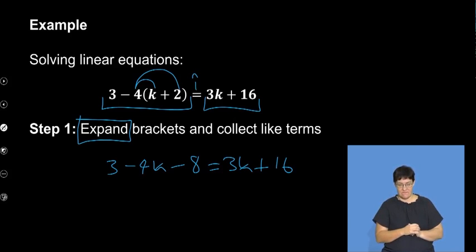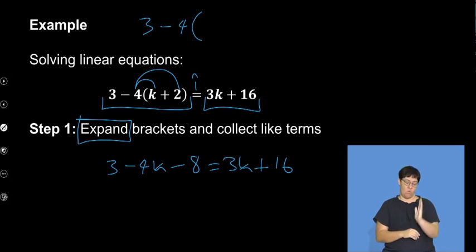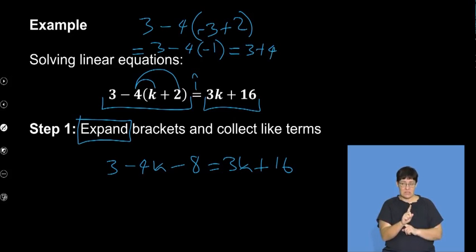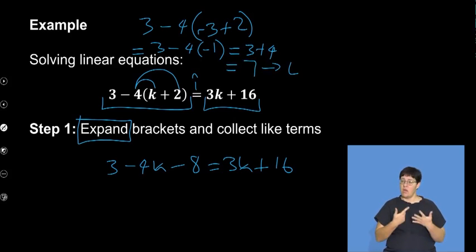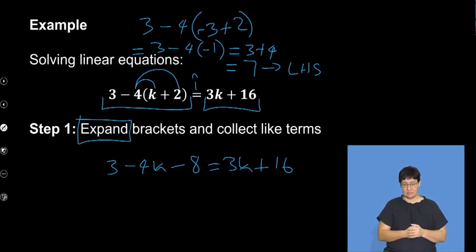So if I do that, it will be 3 minus 4 in brackets. Remember the value of k we said was minus 3, plus 2. And this will give me 3 minus 4 into minus 1, right? Which will at the end be 3 plus 4, which is equal to 7. Now, this gives me the left-hand side. I want to see whether the right-hand side will also be 7 or not. If it's not 7, then definitely what you did is incorrect. You must go back and relook at what you did.